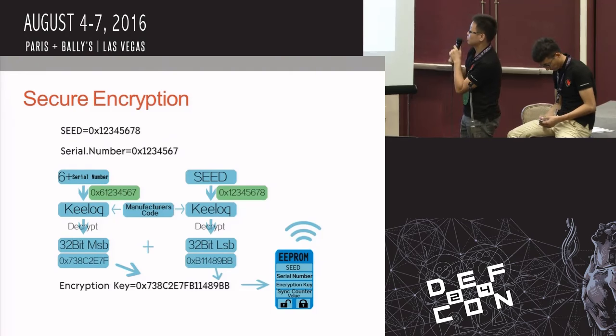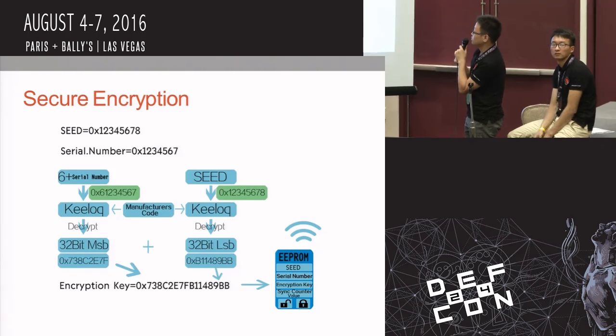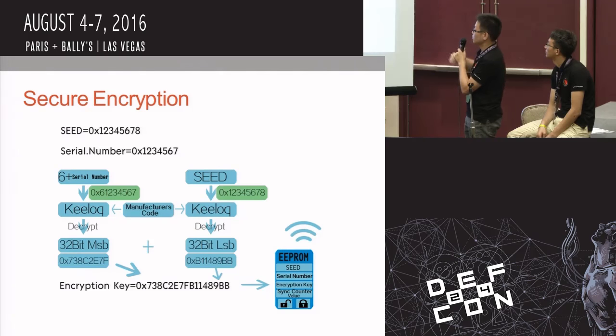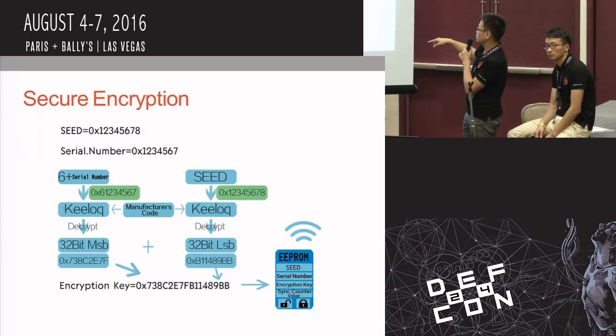The next, I think, is the most secure way, the secure encryption. The difference is it has a seed. The seed is unique to every key fob, and it is random. So if we get the seed of one key fob, we could not use it to open other cars. The MSB is derived the same way, and then they use the seed to get the LSB of the encryption key. So if we get the manufacturer's code and capture the serial number, but we do not know the seed, we could not open the car.